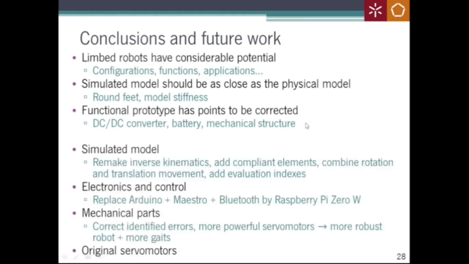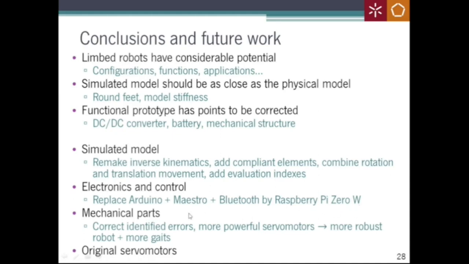In terms of future work, in order to bring the simulated model closer to the built one, the inverse kinematics can be reformulated for the reason expressed above. Compliant elements can be added to the simulated model, as well as indices created to evaluate the stability of the robot. The electronics and control can be improved. For example, the new member of the Raspberry Pi family that already has Bluetooth and Wi-Fi internally has greater computational power and can directly control the servo motors.